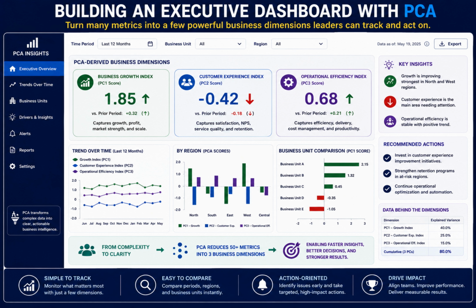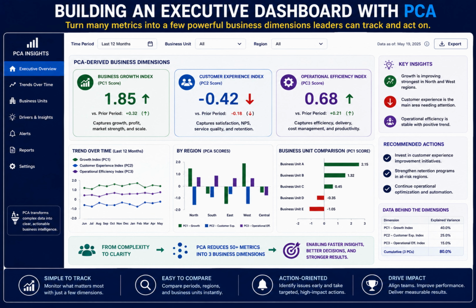Building an executive dashboard with PCA. One of the most powerful applications of PCA is the executive dashboard. Instead of displaying dozens or even hundreds of individual metrics, PCA allows organizations to monitor a few high-level business dimensions. In this example, leaders track 3 PCA-derived indices: business growth, customer experience, and operational efficiency.